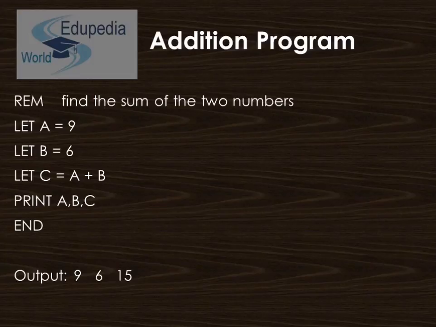Then comes the PRINT statement, which tells the computer what to print on the terminal or on the screen. The commas between the variables tell the computer how to space the values when printing. That is why in the output, when we see the values, there is a proper space between them because of these commas given in the print statement. Then finally END tells the computer that the program is completed. So this is how the program is written in BASIC.